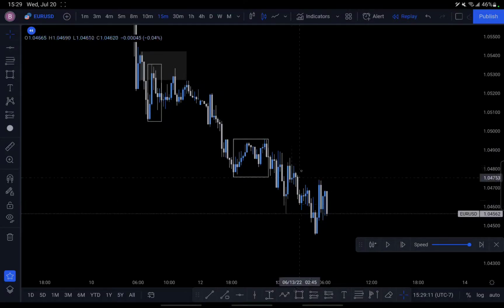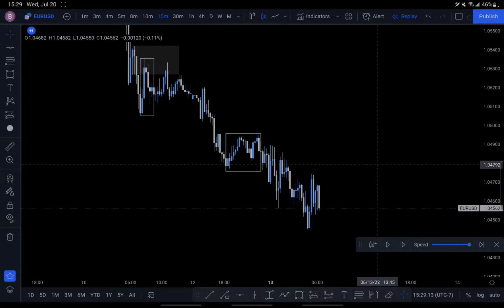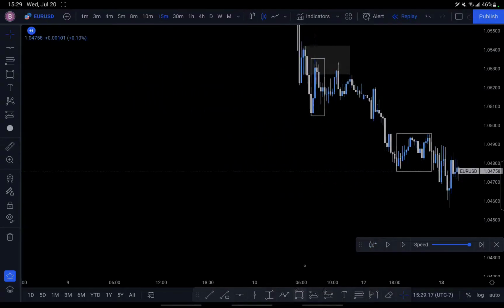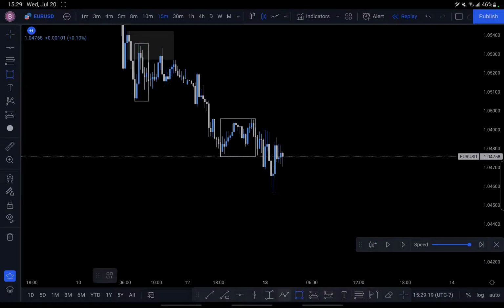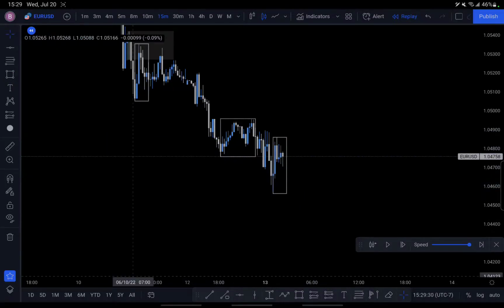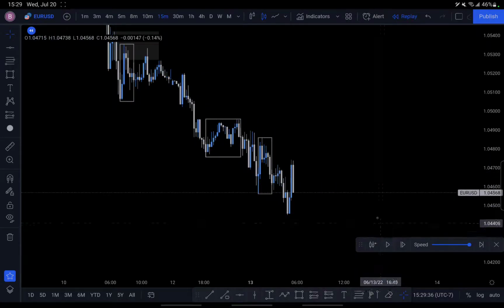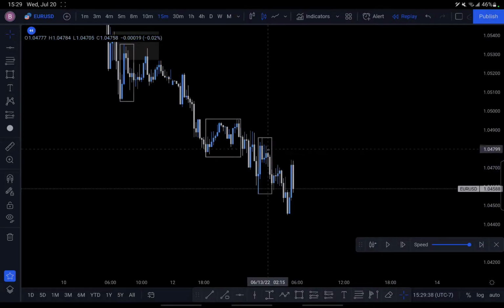Okay, price keeps breaking down. Create another MintFX block right here. So let me go ahead and mark this up. All right, so we have our MintFX block here. Let's let price keep playing. Okay, we do have a supply zone here.